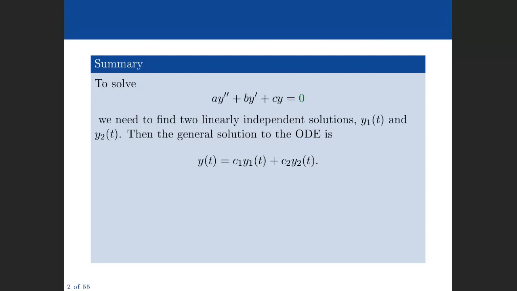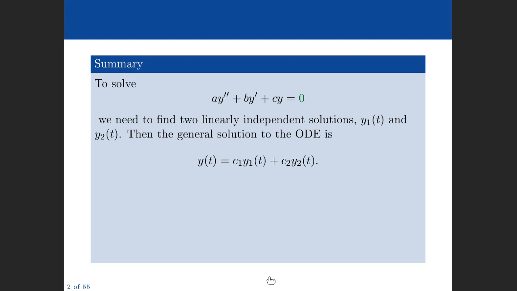A quick recap of yesterday's lesson, first of all. If I wanted to solve the homogeneous equation, ay double prime plus by prime plus cy is equal to 0, which has constant coefficients, a, b, and c, then we need to find two linearly independent solutions, y1 and y2. As soon as we know these two linearly independent solutions, we can write down that the general solution is c1y1 plus c2y2 for constant c1 and c2.